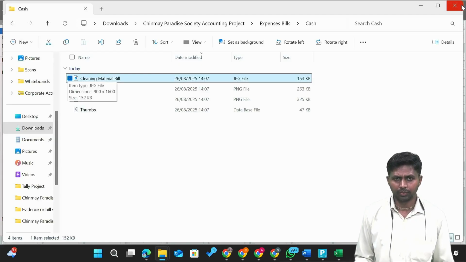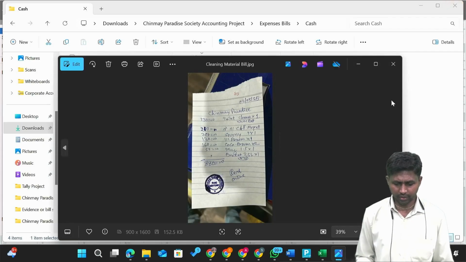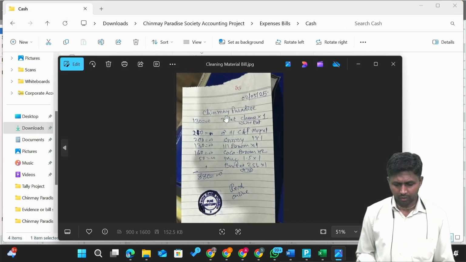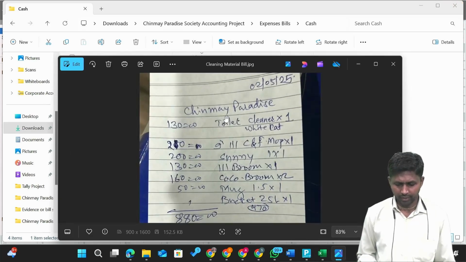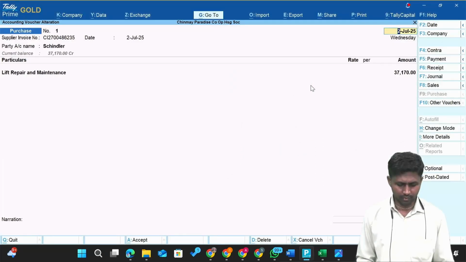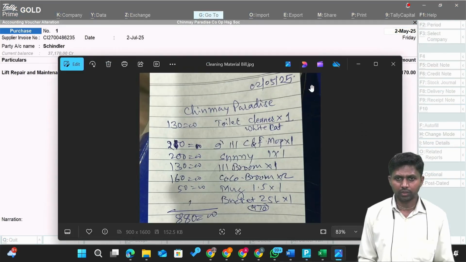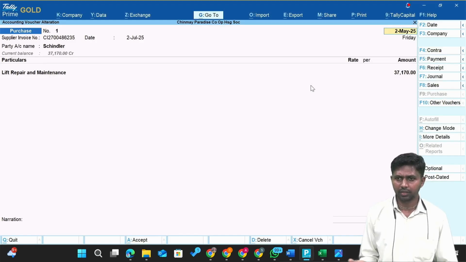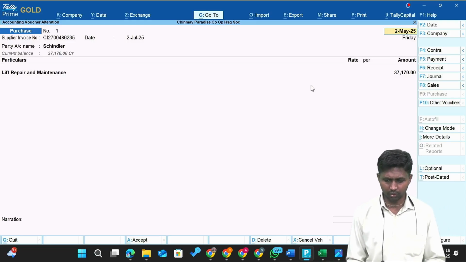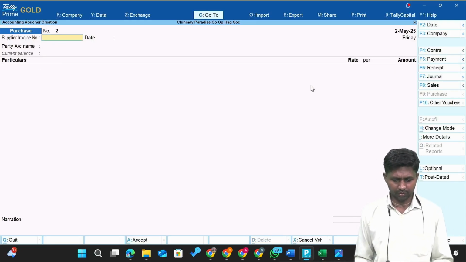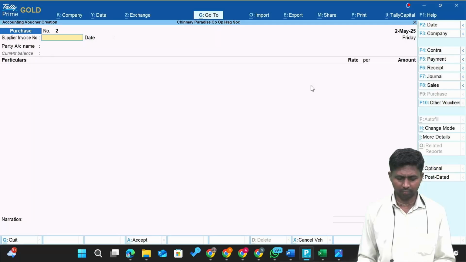Cleaning material bill. Now just open it. We have paid in the cash. Okay. 880 rupees, Chinmay Paradise and all on 2nd May. On 2nd May, Tally. First change the date to 2nd May. And then what we have purchased? We have purchased the cleaning material. Cleaning, yes, this is major head. Cleaning expenses account you can create. This is also purchase, therefore in the purchase only. Now skip this first, and then on 2nd May, new bill.